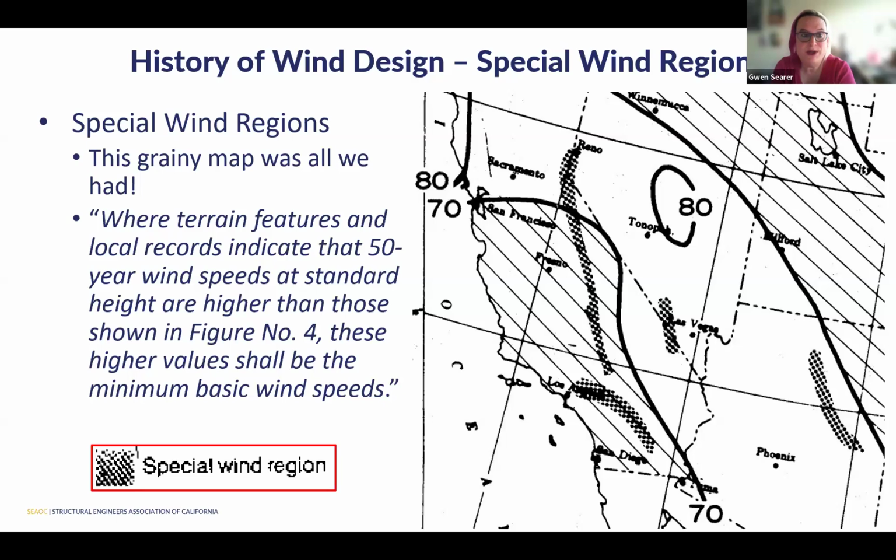This grainy map was really all we had. And I remember on one project looking at San Francisco and trying to blow up the map and copying it again and again and trying to get better resolution, but you know, you can't. That's all we had. There is mention of special wind region. There are shaded areas that show special wind region, but they're actually not mentioned in the code at all, other than just the shading. It does say where you have terrain or local records indicate the winds should be more, you should use a higher wind speed, but it doesn't provide any guidance.